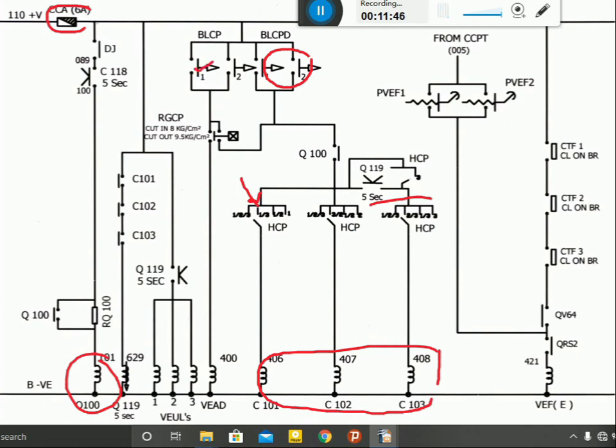If success, defective may be BLCP or RGCP. Still CPs are not working. Even after closing BLCPD, if CPs are not working, you have to clean the interlock of Q100. Still not success, so for clearing of section or for working of a train, we have to wedge CP contactors. We can wedge a maximum of 2 CP contactors, either 101, 102, 103.